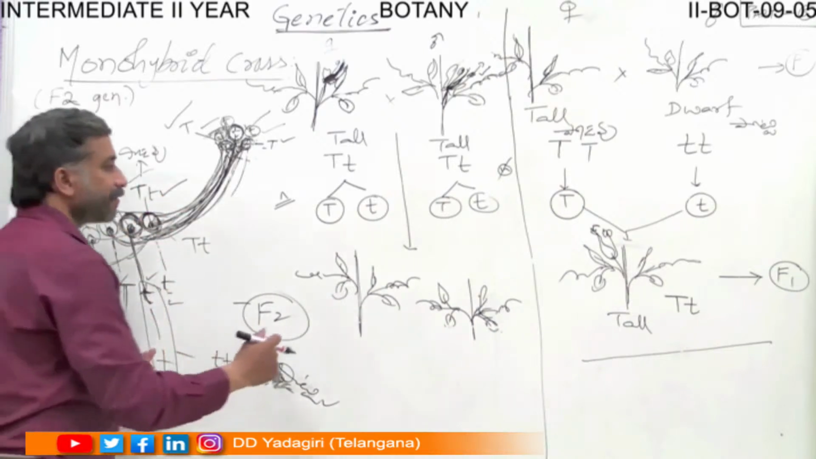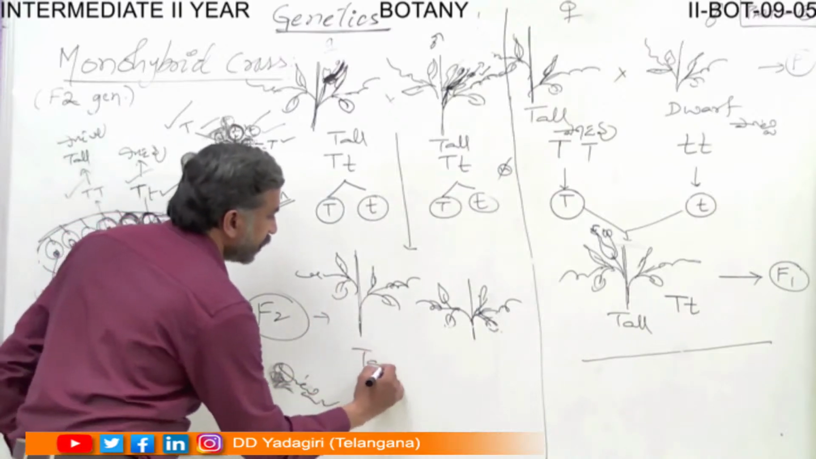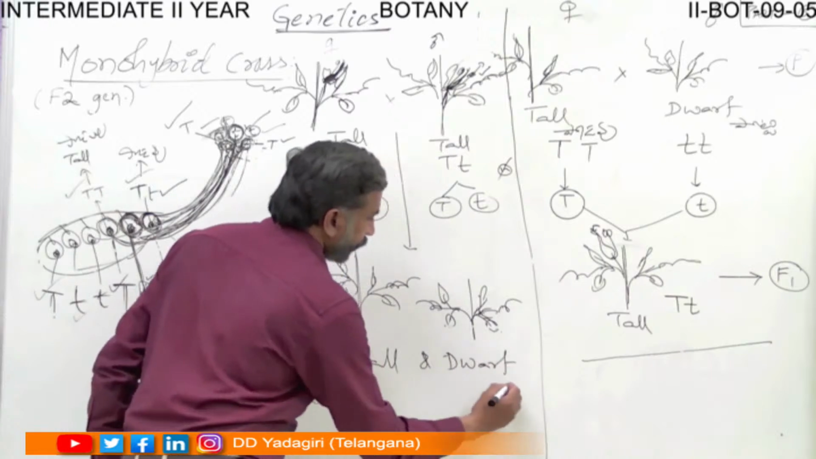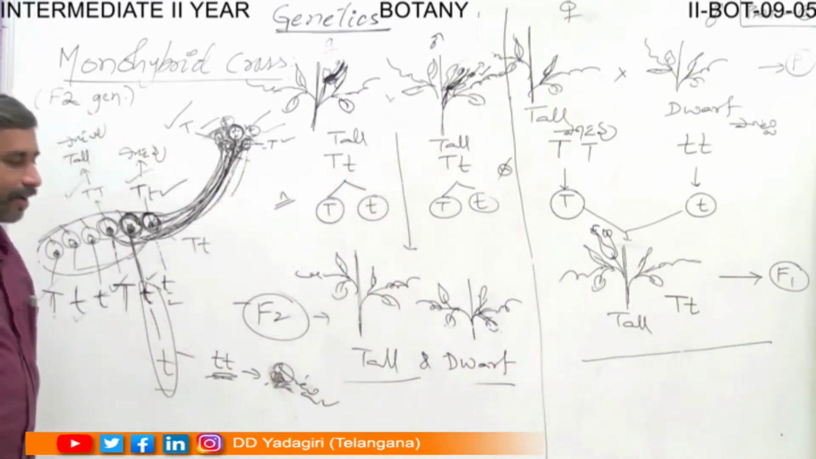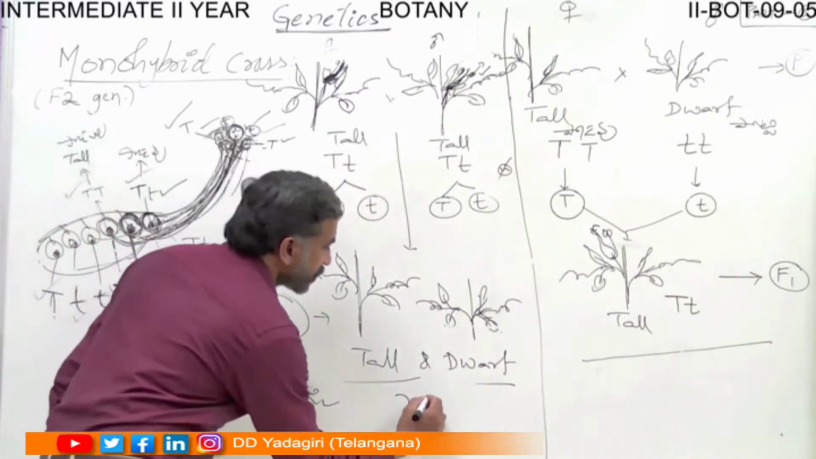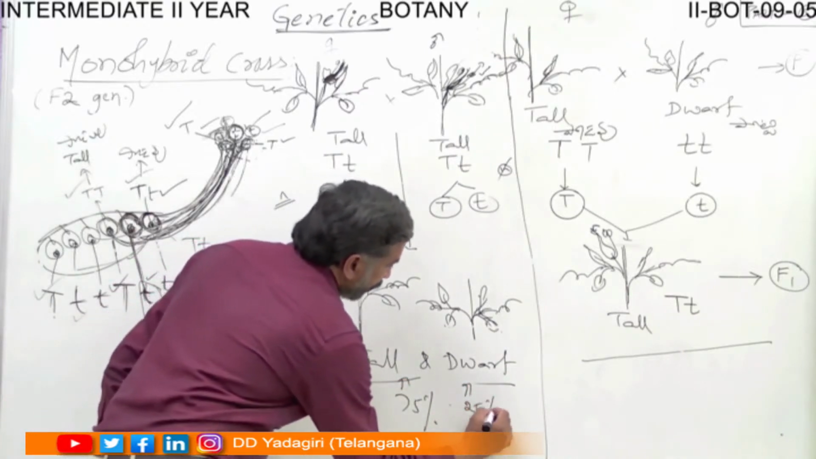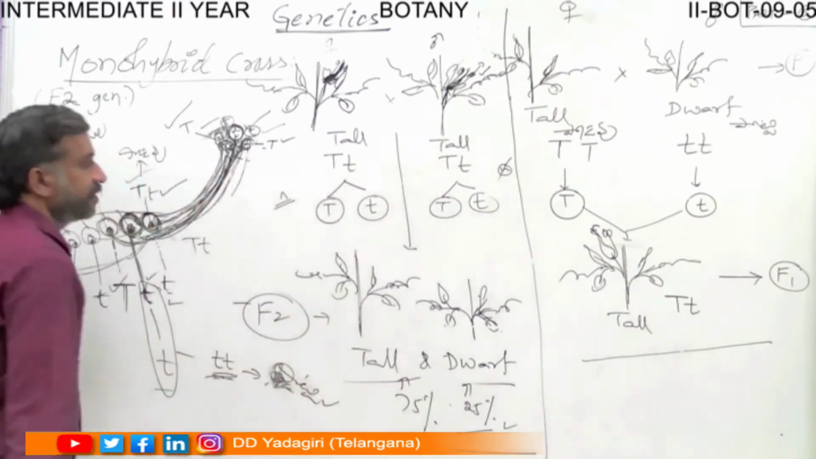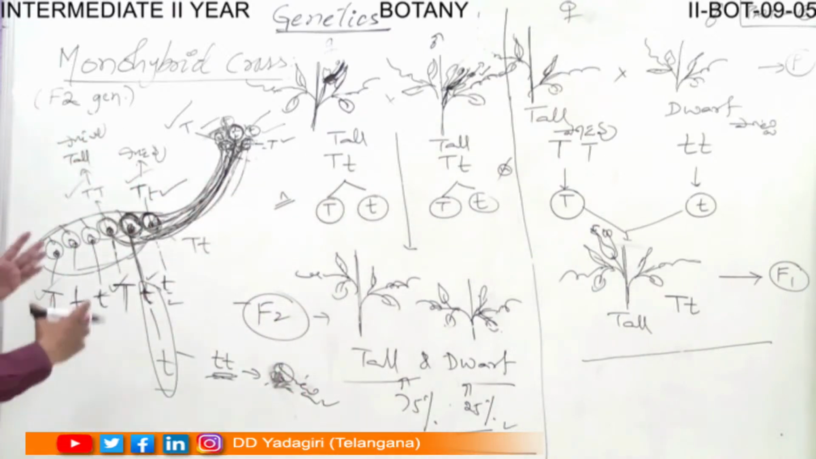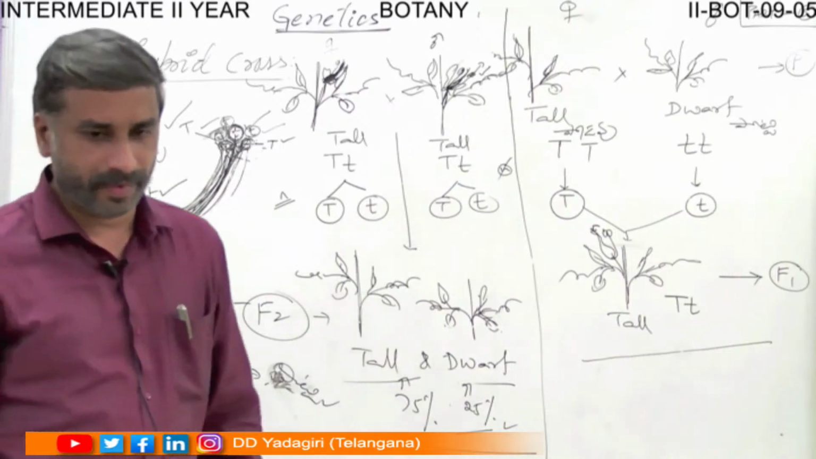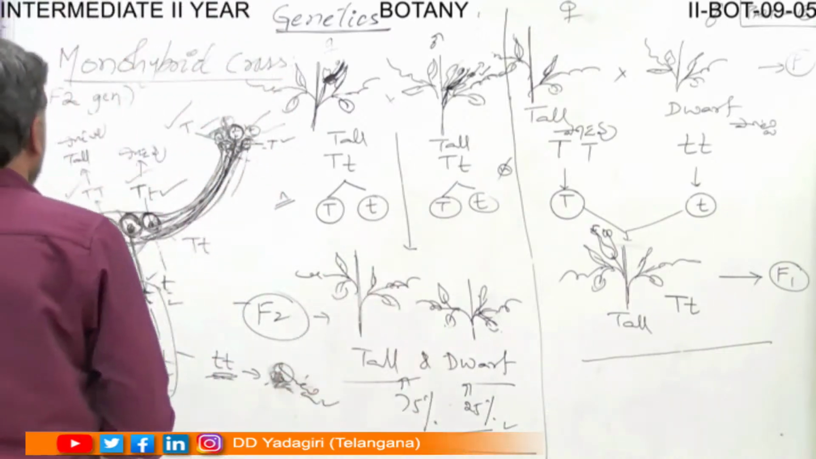That is, in F2 generation we will get tall plants as well as dwarf plants, right? In the ratio of, or that is in the percentage of, around 75% tall and around 25% dwarf plants. Now these chances of random mating we will put into a Punnett square. So what is a Punnett square?